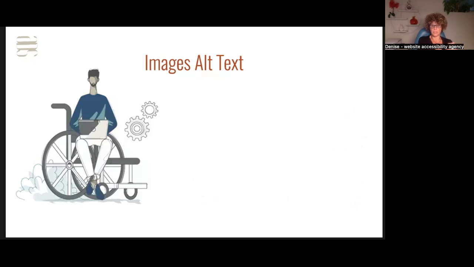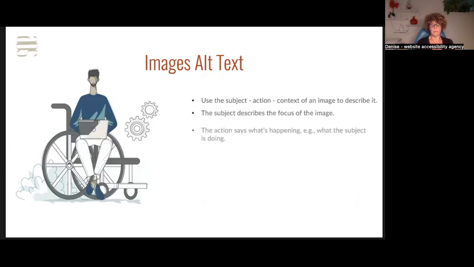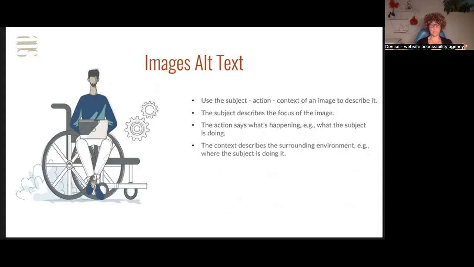Okay, I'm going to show you an example of this in a second, and it'll make sense, but here's how we add alt text. Use the subject, action, context of an image to describe it. The subject describes the focus of the image. The action says what's happening, what the subject is doing. The context describes the surrounding environment, that is where the subject is doing it. And do not include "image of," because a screen reader is already going to read that. So it would say "image of, image of" if you include the words.